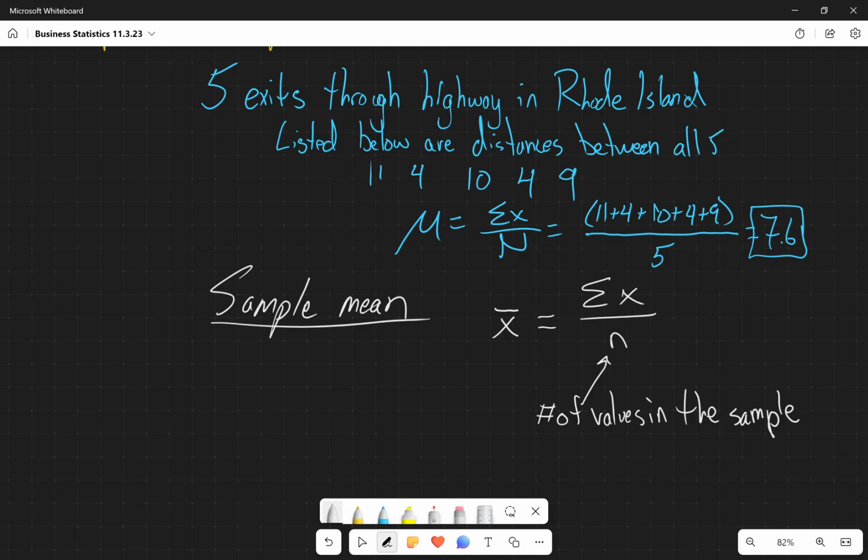I was thinking of a different equation. I was wondering why population variance is divided by n, but sample variance is n minus 1. We'll get to it. Yeah, we'll get to it.